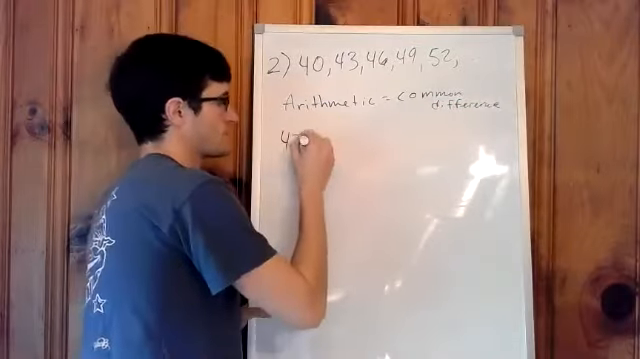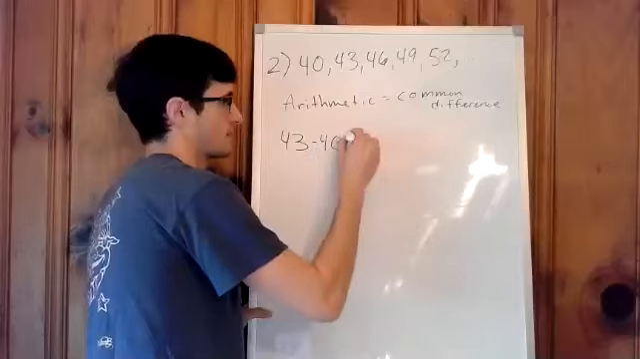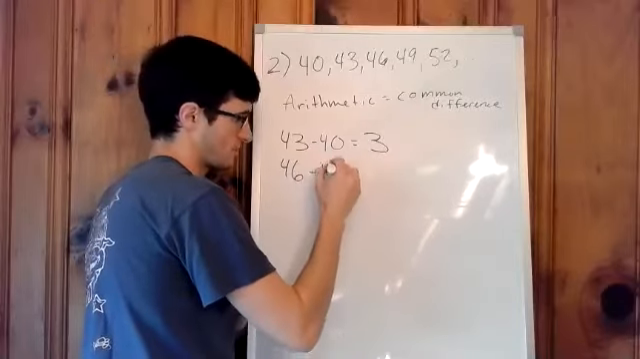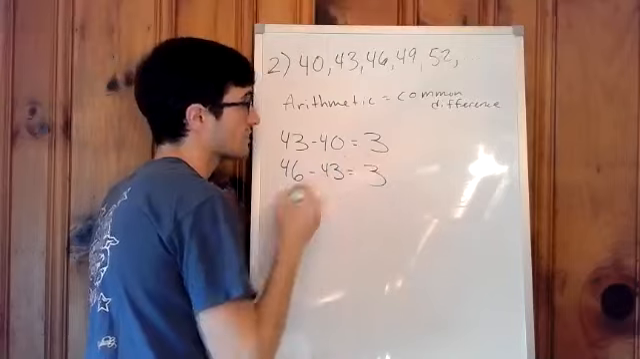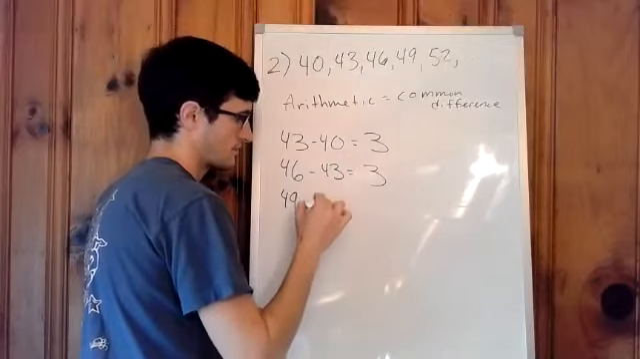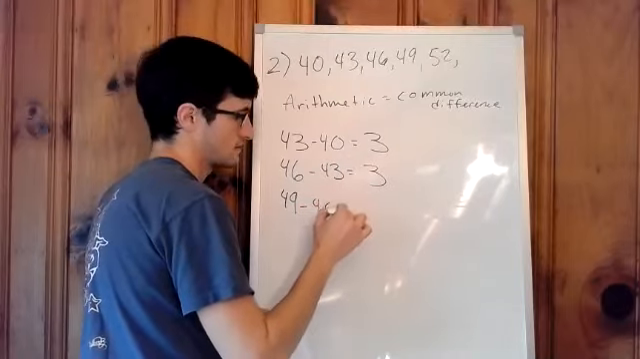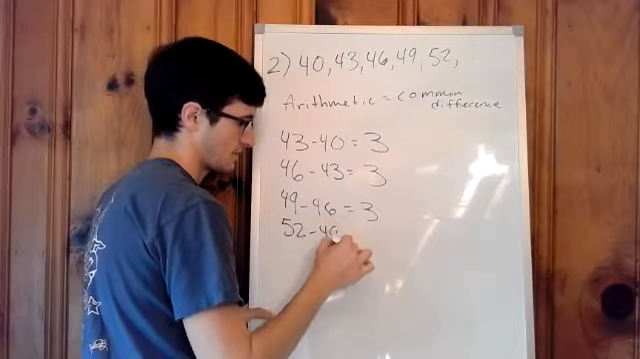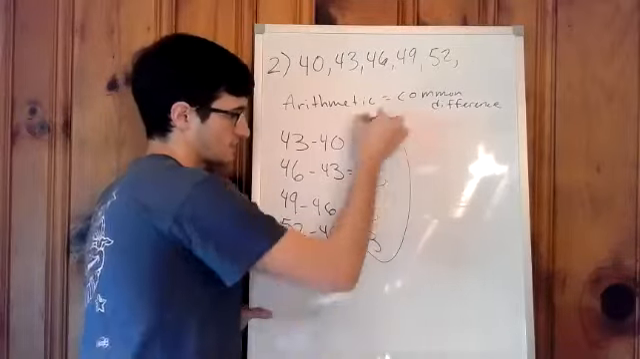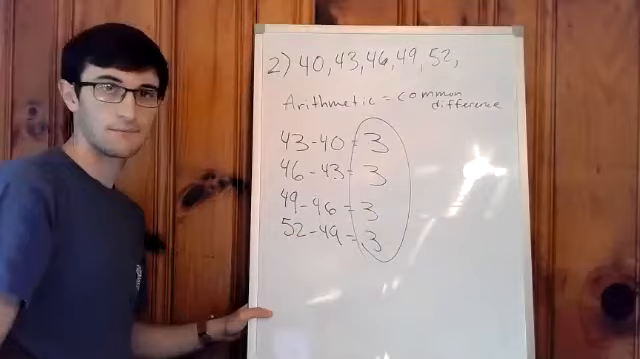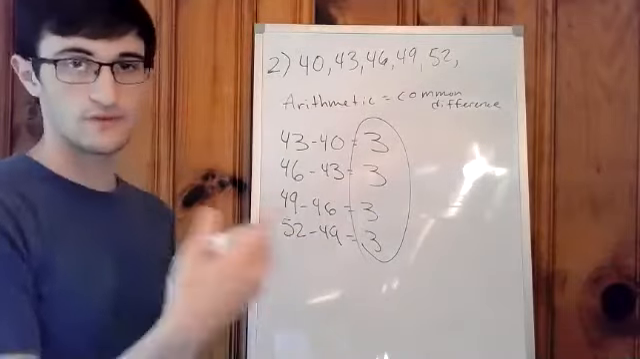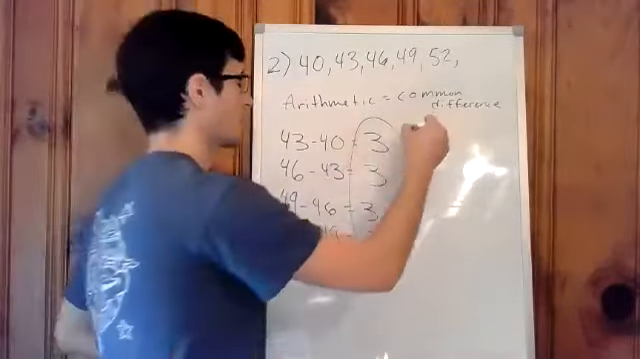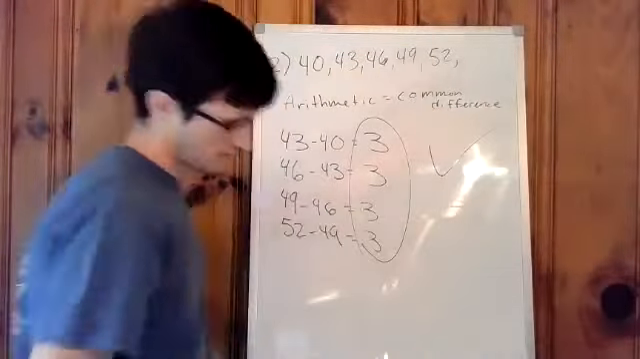So let's take 43, subtract 40, that gives me 3. Let's take 46, subtract 43, that gives me 3. 49 minus 46, that gives me 3. And 52 minus 49, that gives me 3. I got 3 when I subtracted all of them from the next one, or the previous one. Okay. That tells me I have a common difference. So check mark. Yes, it's arithmetic.